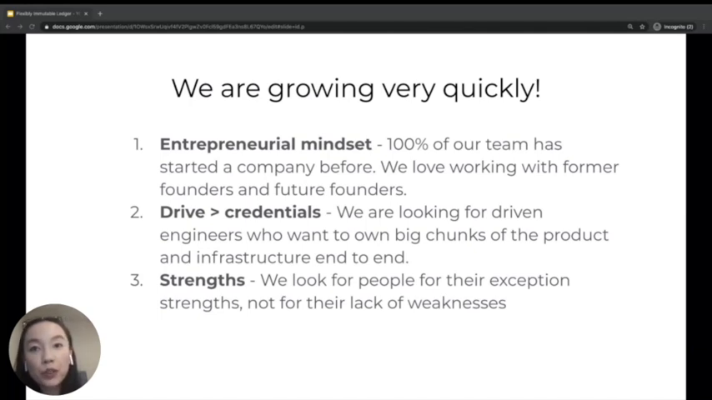And for us, one thing we really value is folks that are driven. So at Pulley, we look for drive over the credentials that you may have.